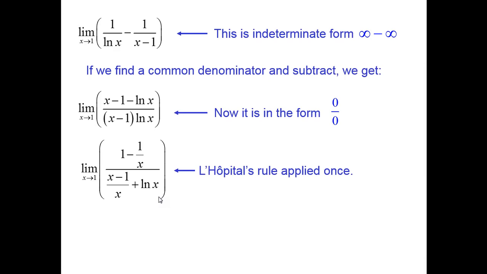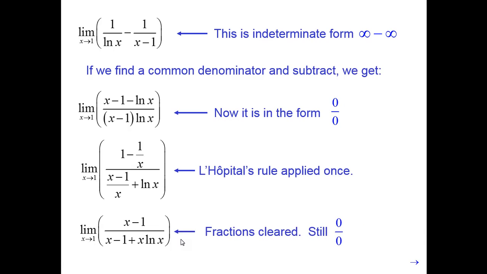In the next step here, I cleared the fractions. This isn't entirely necessary, but I went ahead and multiplied everything through by x just to make it a little cleaner fraction. Notice if I plug in 1 this time, I get 0 over 0. Of course, that's indeterminate. So we're going to apply L'Hopital's rule again.